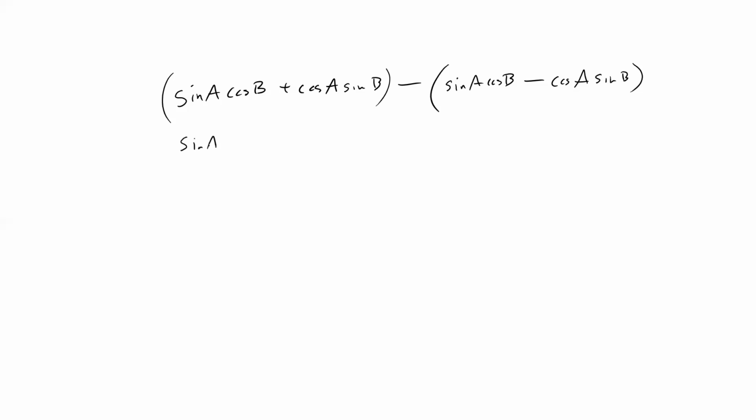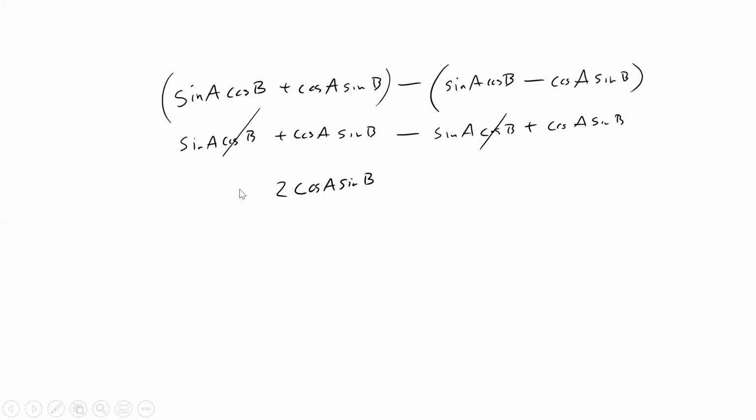If you went the long way, or if you saw it already, that's cool. If you didn't, then let's see what happens here. This is minus sine A cosine B plus cosine A sine B, and these two front ones are gone, leaving 2 cosine A sine B. All right, we're good there.